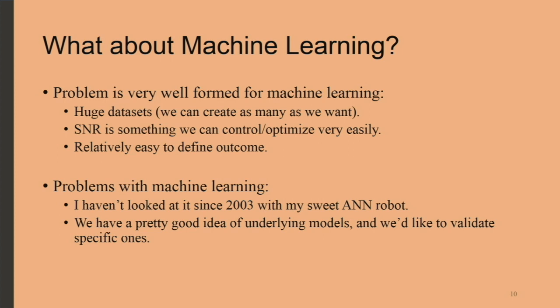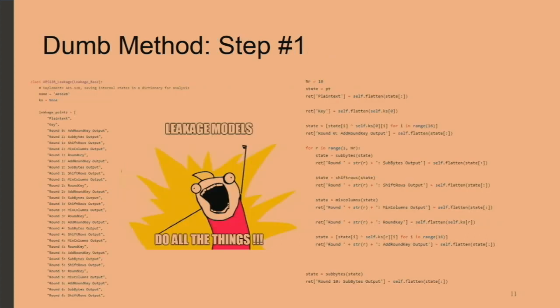The main problems with machine learning are that I haven't looked at it since 2003, and people don't use BASIC anymore. The other problem is that we sometimes do know the underlying model, and we'd like to validate what that model is. In our case, we know what the algorithm is, and we'd like to figure out where the problem is coming from, because that can help us fix the problem in the design. It does help us attack it, but it could also help us fix the problem.